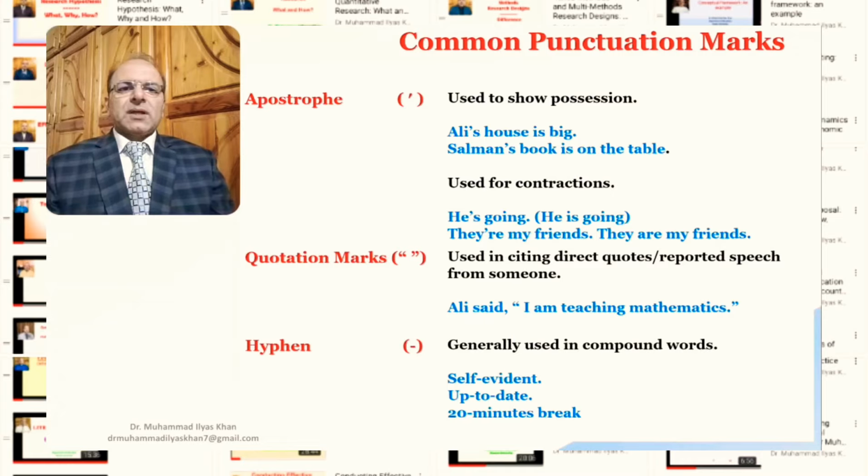Hyphens, as you can see that symbol over there, a short dash type of symbol, generally used in compound words. For example, self-evident. So two words combined together through a hyphen, or up-to-date, three words combined together, 20-minute. So in all of these we have combined the words into compound words through the use of hyphens.